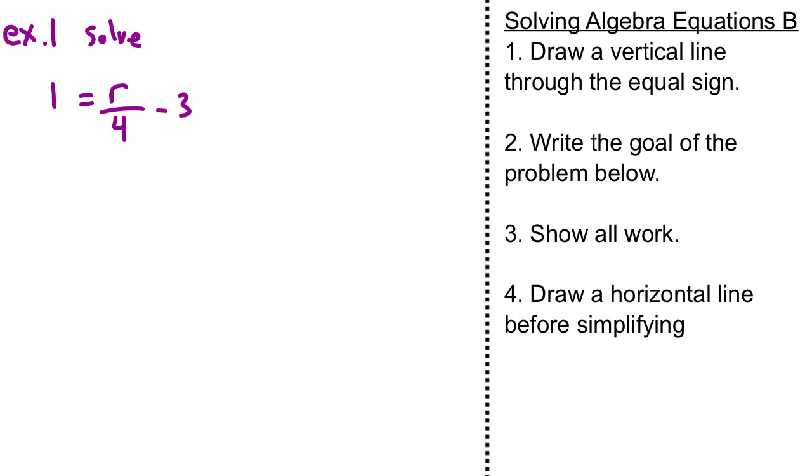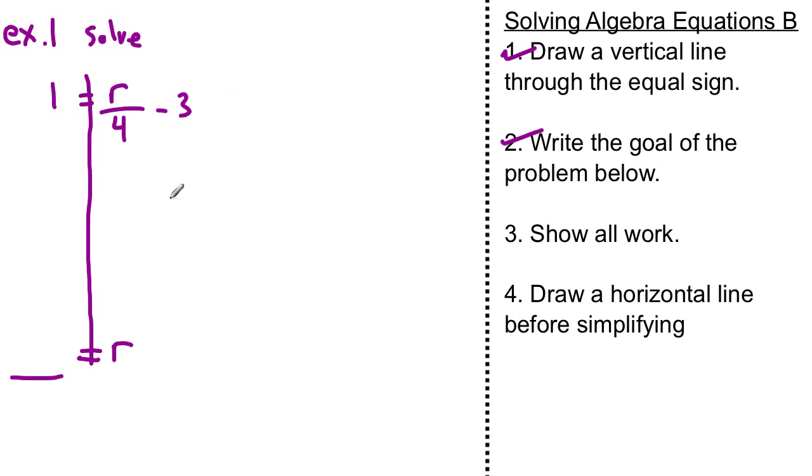Okay, and so in the last video we learned these steps to help us eliminate mistakes, so we're going to use these again. First step, draw a vertical line through the equal sign. And second step, we want to write the goal of the problem. Notice r is on the right, so that's where we put r. So r is equal to a number. Okay. And now we want to show our work.